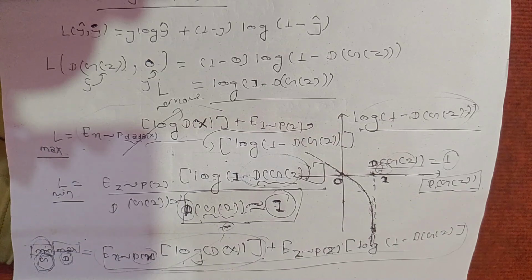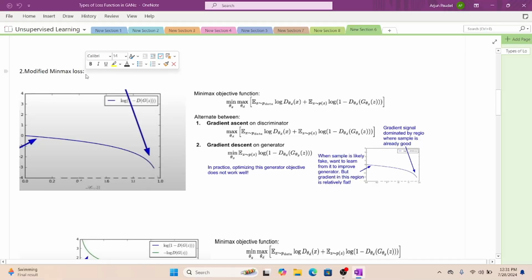And our objective will be fulfilled. Guys, the min max loss which I have already discussed actually does not work well in practice, so we have to modify the min max loss. We will introduce the modified loss. This is the same objective, with x from the real data and z from the prior, but guys, there is a change.